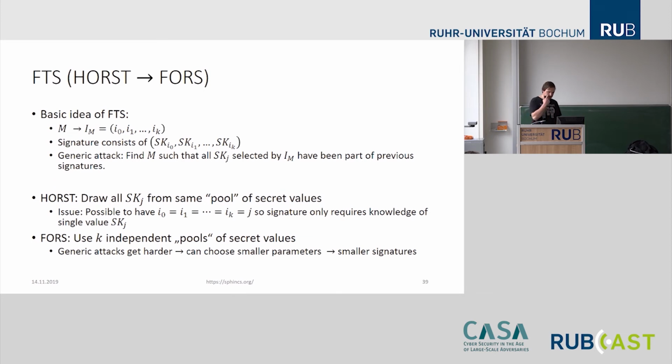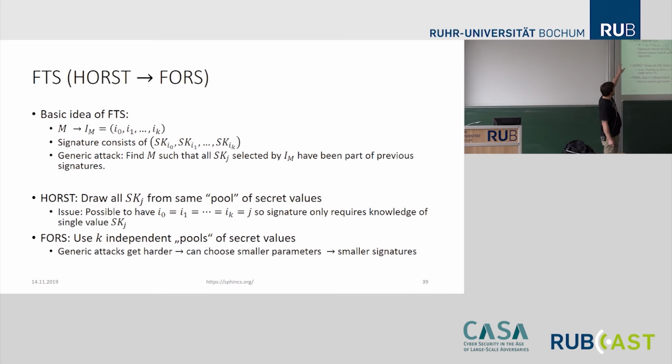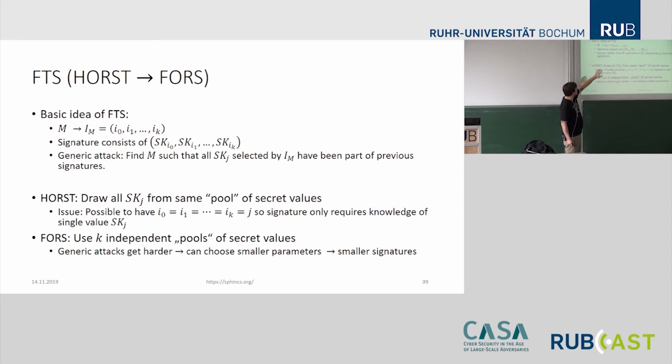So briefly about the few-time signature scheme. The one that we used in Sphinx looks as follows. You start with your message, and you map your message to an index set consisting of k indices. And then you've got something like a Lamport structure. So your secret key consists of a bunch of secret bit strings, and your public key consists of their hashes. And you just publish the elements from the secret key vector which correspond to your indices.